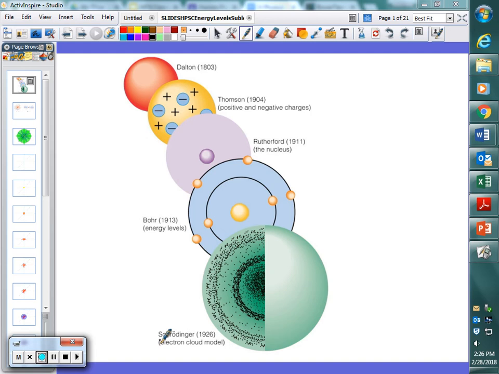All right. Before we move on to the next part, let's talk about this picture down at the bottom, the picture of Schrodinger's electron cloud model of the atom. This can be kind of confusing, so I need you to understand it before we move on. All these black dots are not electrons. Those black dots are places where electrons have been in the past.